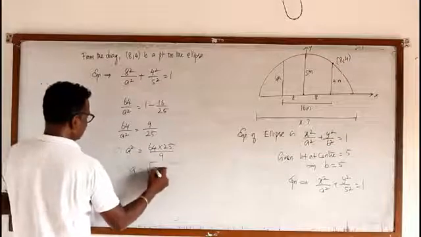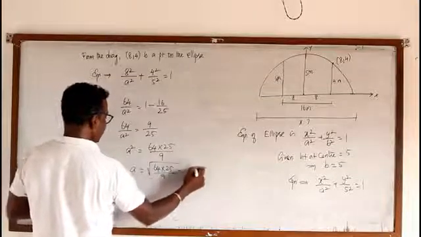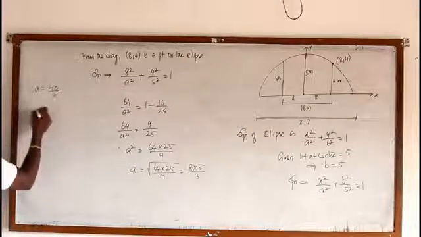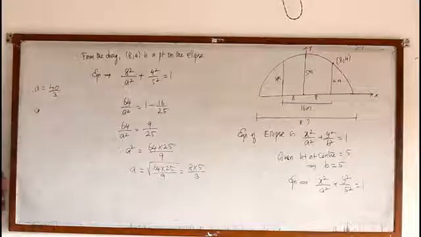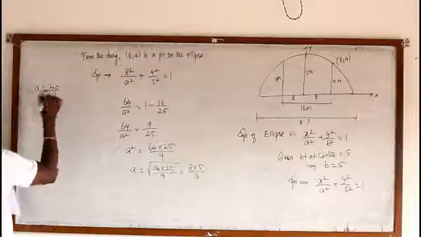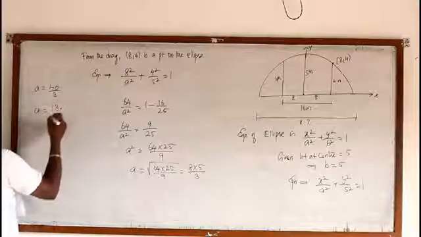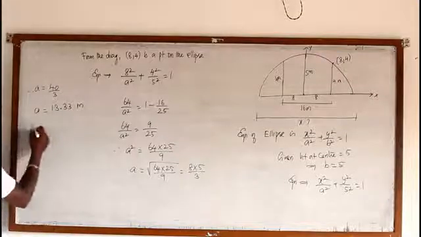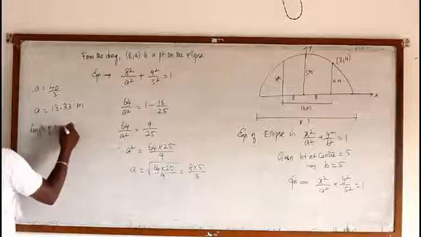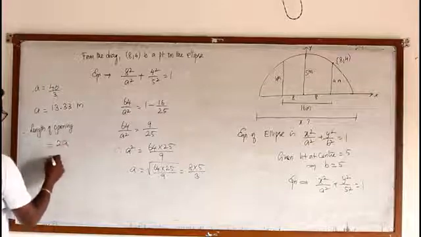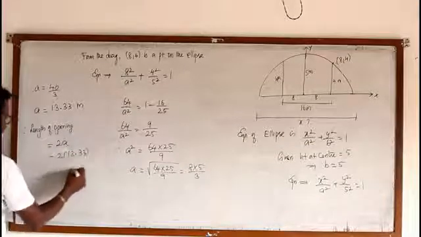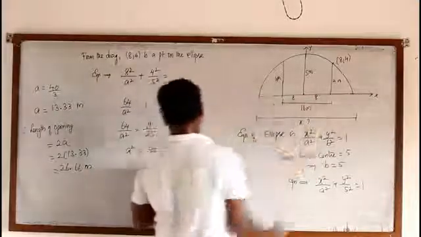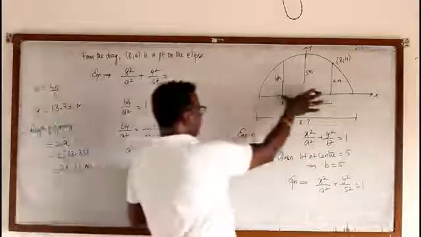So, a is the root of 64 into 25 by 9. That is 8 into 5 by 3. Therefore, a equal to 40 by 3, which is approximately 13.33 meters. Therefore, the length of the opening of the whole way is 2a, isn't it? So 2 into 13.33, it is 26.66 meters.